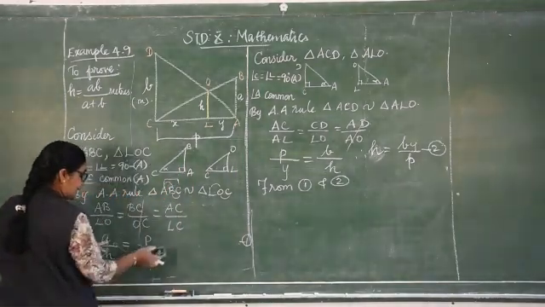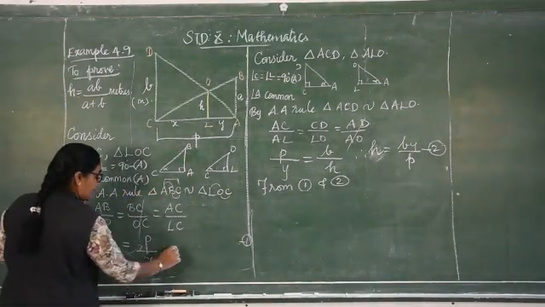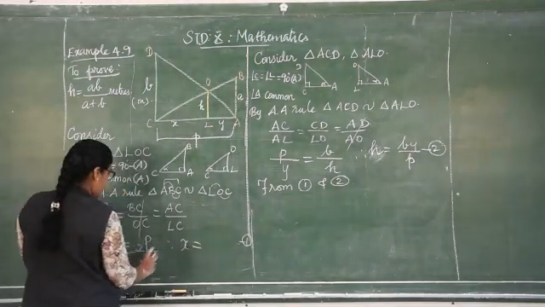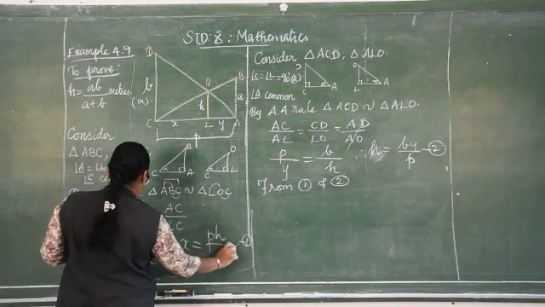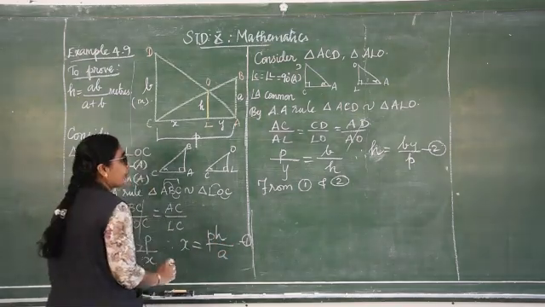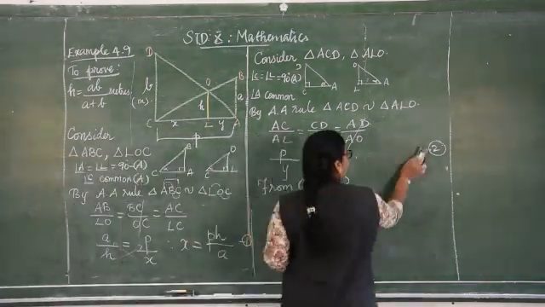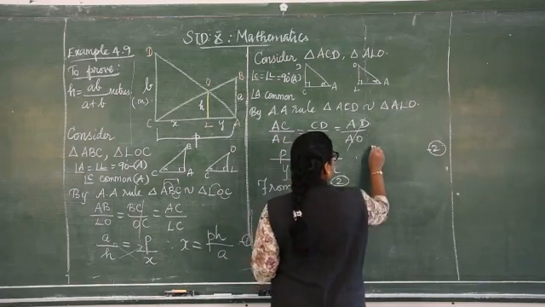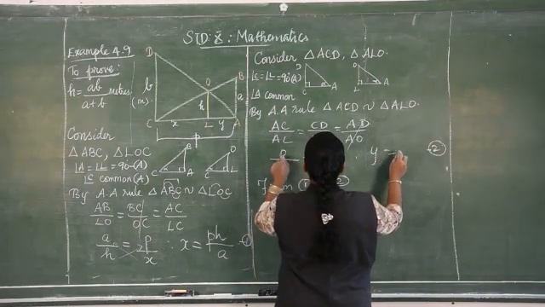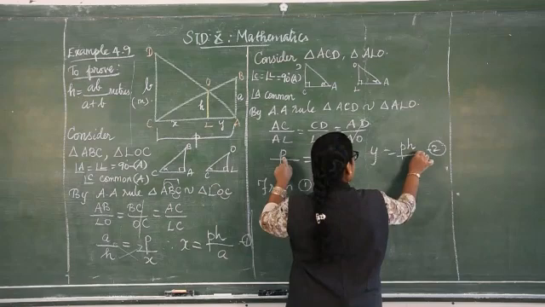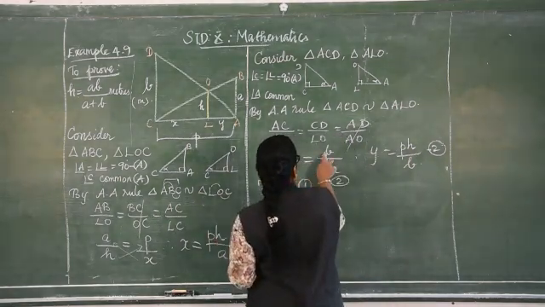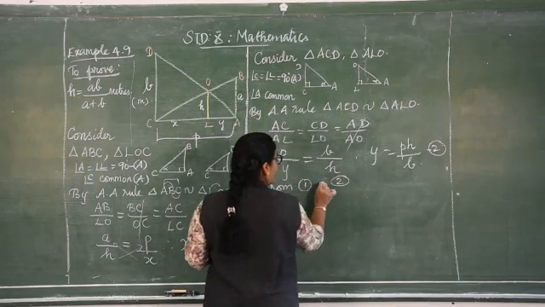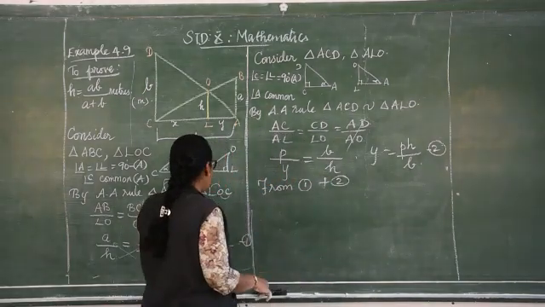Boys, again a small change here. We will consider X alone. Therefore, X is equal to, X alone you bring it, PH by A. And here you bring the Y value alone so that it will be easy for us. So Y value is equal to PH by B. Now you add 1 and 2, then only you will get the value.